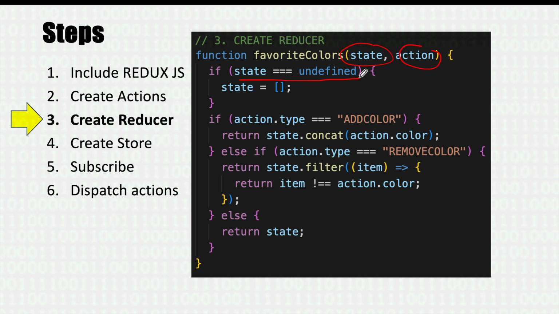Initially, when the state is undefined, state is initialized to a blank or empty array. If we get an add color, then we are appending the color which we receive in the action. If it is a remove color, then we are removing this color. So we are filtering this from the state array and returning the list after removing this specific color which was in the action. If the action type is anything apart from these two, then it returns the current state.